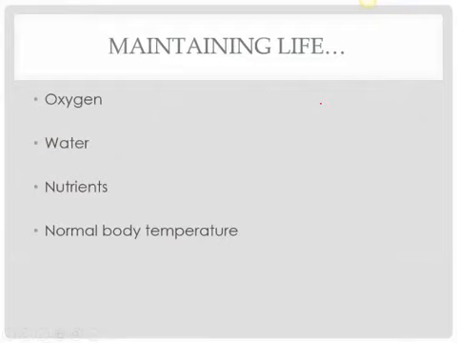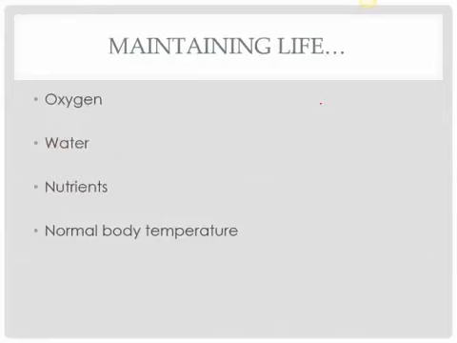Here are some important elements and things which are needed for maintaining life. Oxygen, you definitely need oxygen, because oxygen is taken into the body, goes to the tissues, and oxygen is used to produce energy. You need water, you need nutrients, and you need a normal body temperature. And as we go along, we'll see how all of these become really, really important to maintain life.